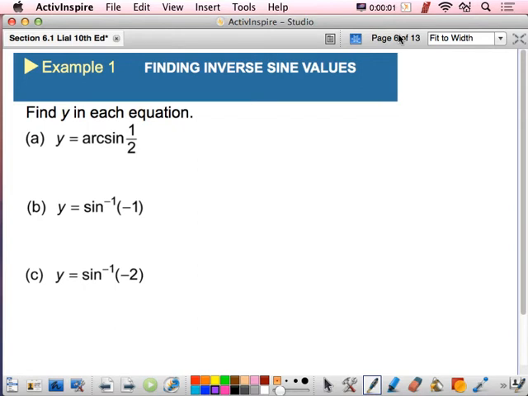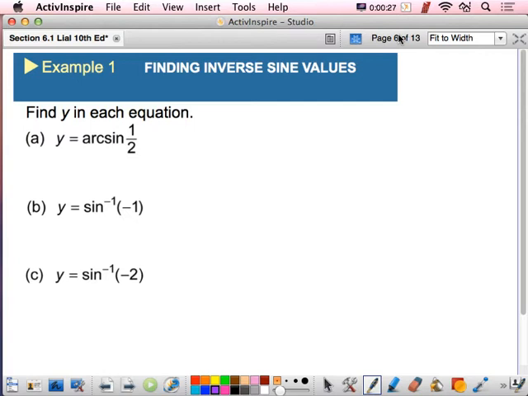For our first example, we're going to find the value of y in each of these equations. If I ask you to tell me the arc sine of 1/2, I know that they want radians because they did not specify, and they put y. If they used a theta, we might assume they want degrees. If they use a y, they want radians. Most inverse trig functions are done in radians.